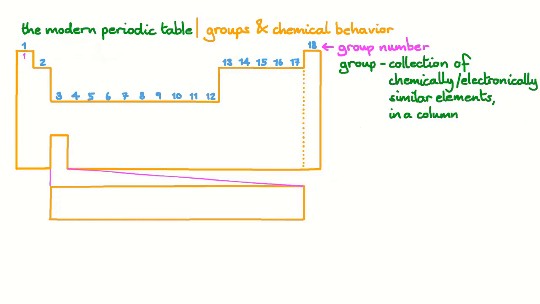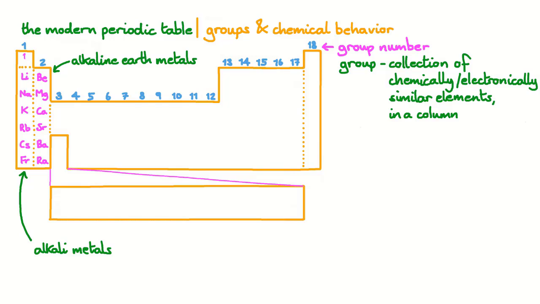Some collections and groups of elements have specific names. The metals in group 1 are known as the alkali metals: lithium, sodium, potassium, rubidium, cesium, and francium. But hydrogen, a non-metal, is not an alkali metal. The elements in group 2 of the periodic table are otherwise known as the alkaline earth metals. These are beryllium, magnesium, calcium, strontium, barium, and radium.